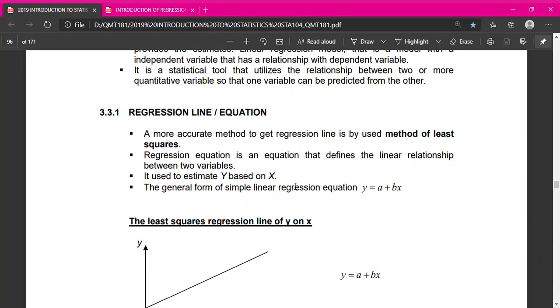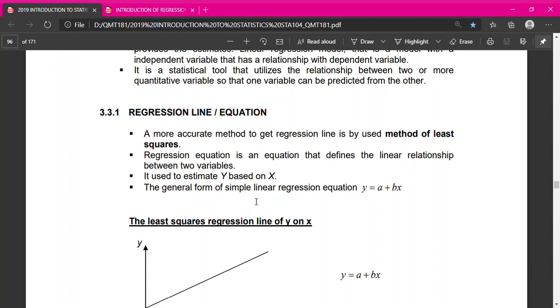Alright. So, a more accurate method to get the regression line is use the method of least square. Okay, dipanggil OLS, Ordinary Least Square Method. The regression equation is an equation that defines the linear relationship between the two variables. Okay, kita boleh tengok the linear relationship as well. Gunakan regression line. Okay, and then it used to estimate the Y based on X. Kita boleh predict Y based on X.